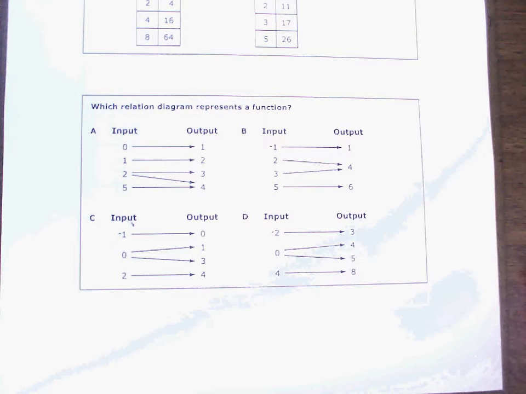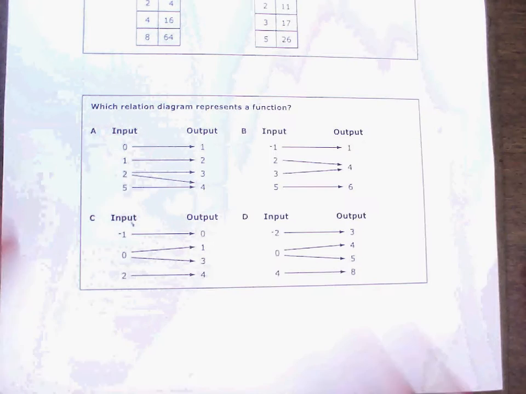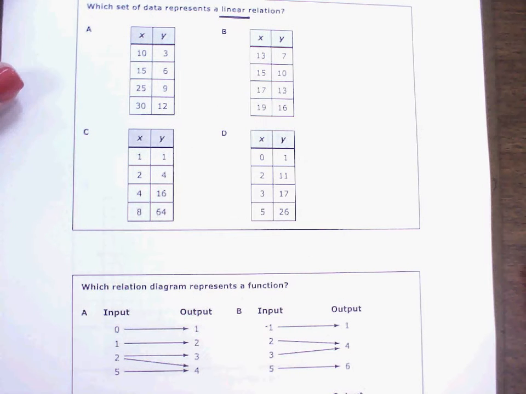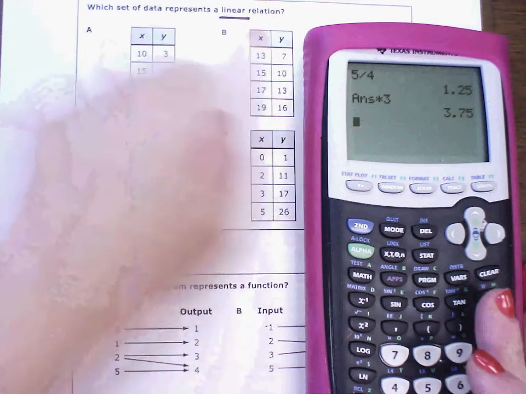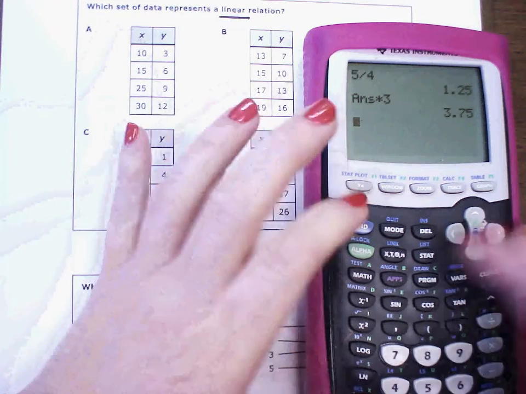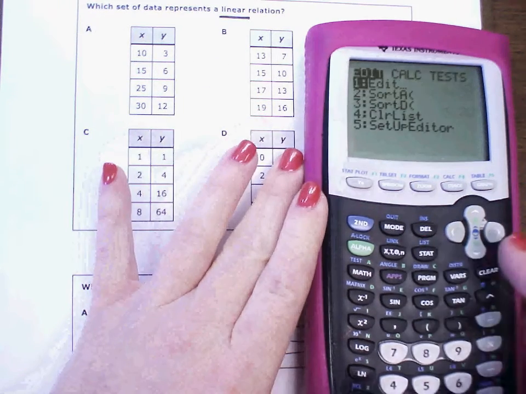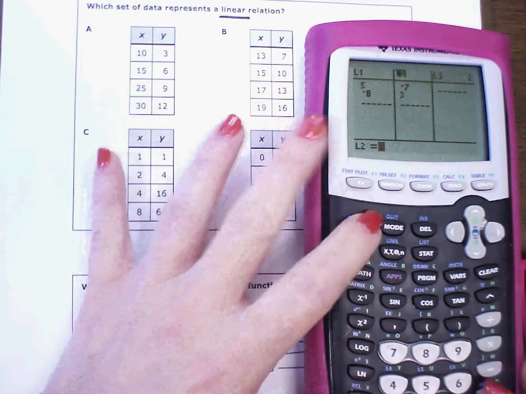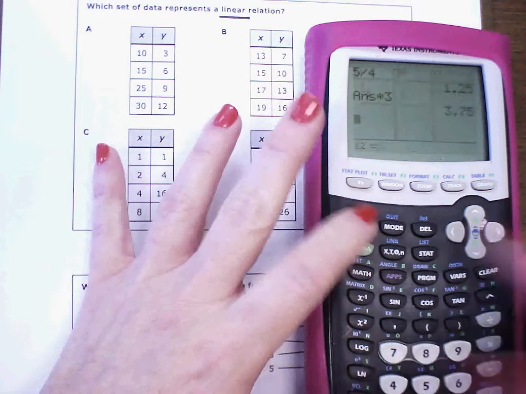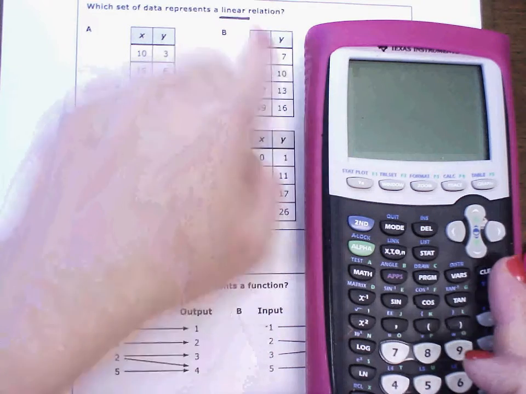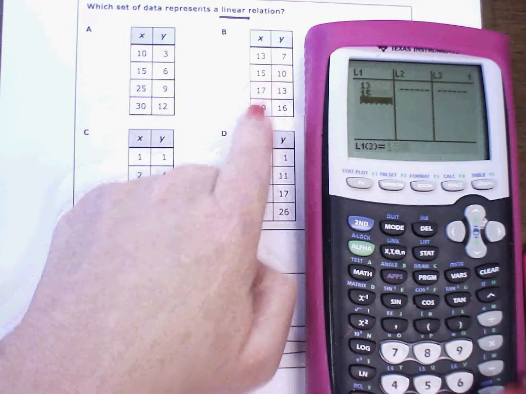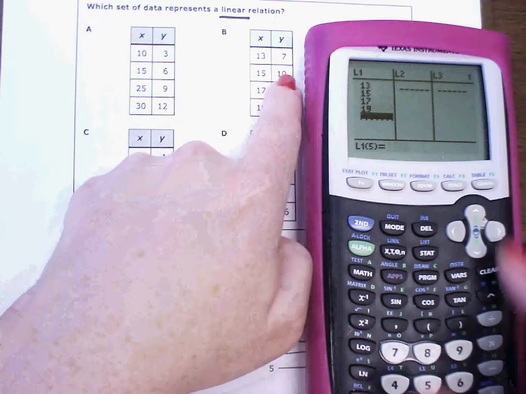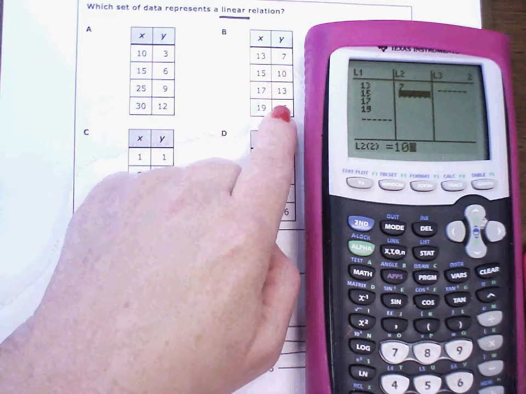Which set of data represents a linear relation? What I would have done is gone to stat, and then I would have plotted them. Alright? For example, let me clear the calculator. So when I go plot this, 13, 15, 17, or 19, or I could have looked for patterns, 7, 10, 13, and 16.